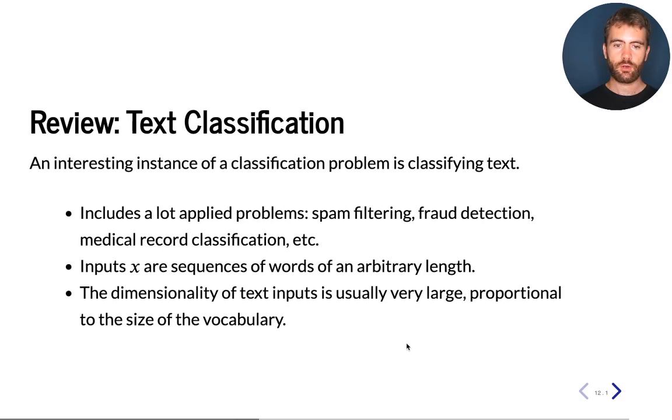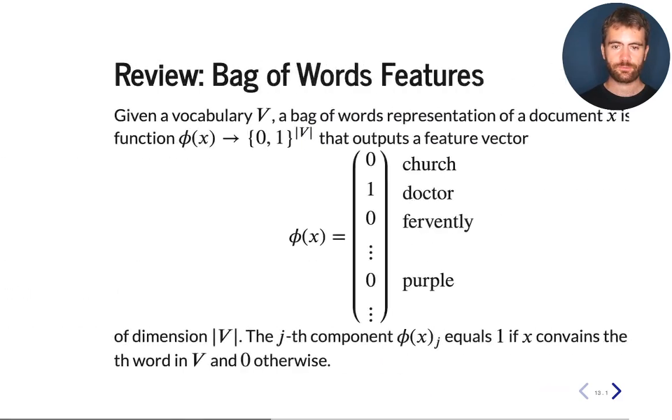So recall that our motivating problem is text classification. This is an instance of a classification problem in which X is a sequence of words or a sequence of characters, which can be of arbitrary length and of high dimensionality. And we want to classify this X. Practical examples of this problem include spam filtering, fraud detection, medical record classification, and others.